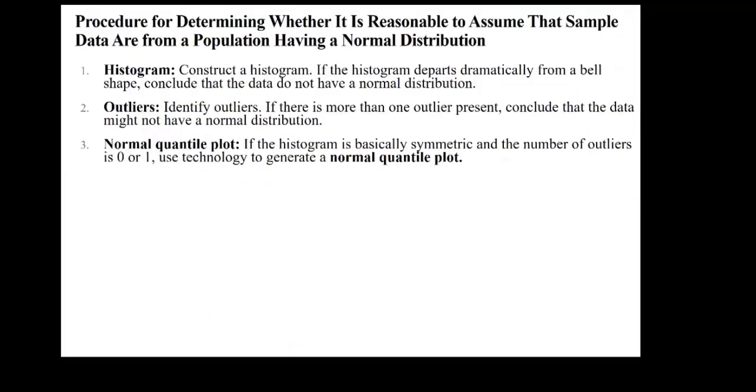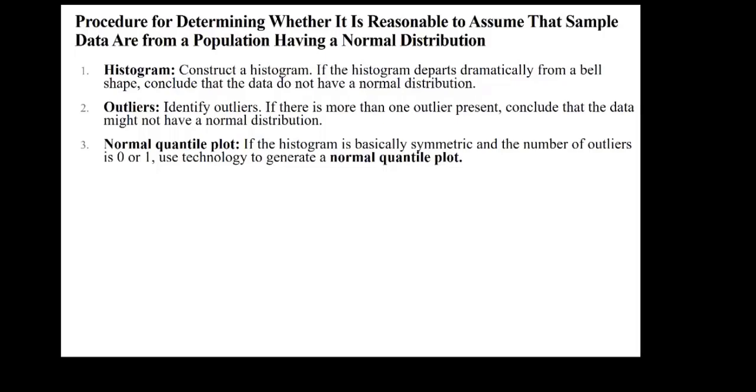Procedure for determining whether it is reasonable to assume that sample data are from a population having a normal distribution. There's the histogram. Construct a histogram. If the histogram departs dramatically from a bell shape, conclude that the data do not have a normal distribution.